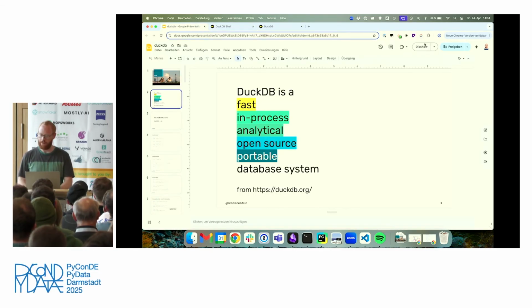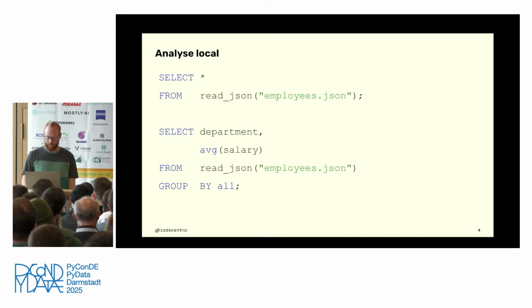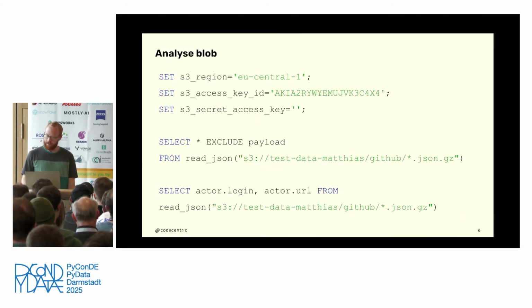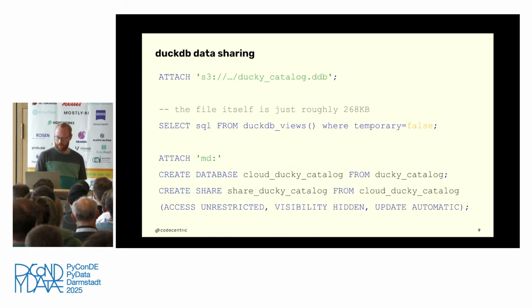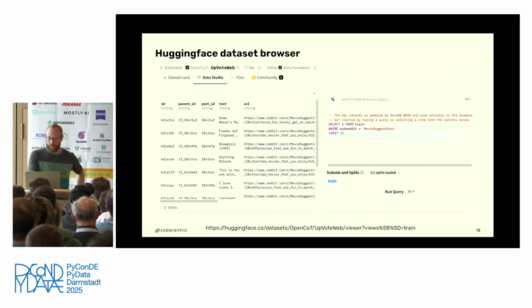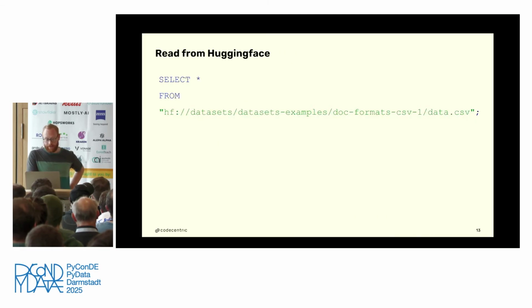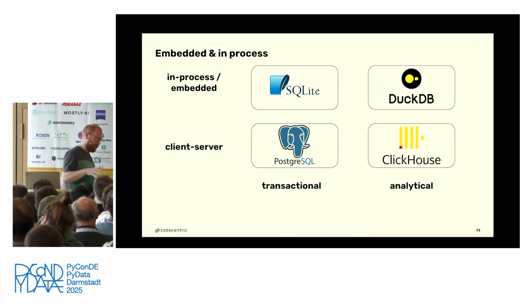So this was a real quick demo, but I think it gave a good explanation of what it is capable of, and what we can do with this. So analyze local, analyze remote, analyze from a blob storage. We have the SQL additions. We have the database files. We can do data sharing like with the catalog file. We have the integration in Python. We can run it in the browser, the Hugging Face dataset browser. We can actually read from Hugging Face, so it does support the Hugging Face protocol natively. So a few words more on the conceptual level now.